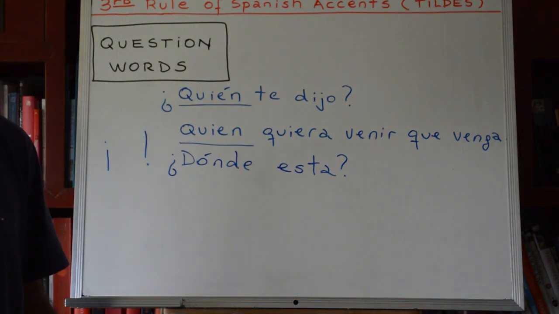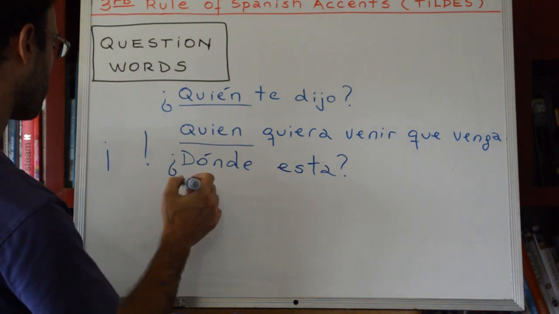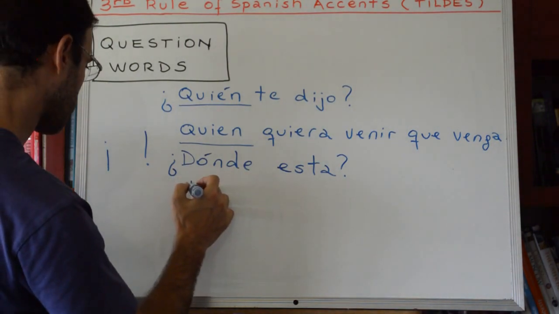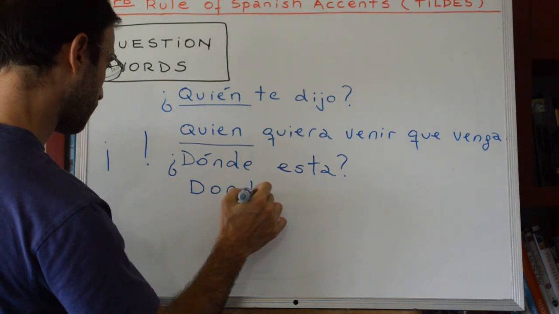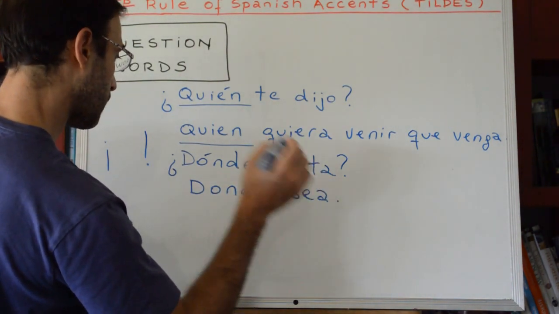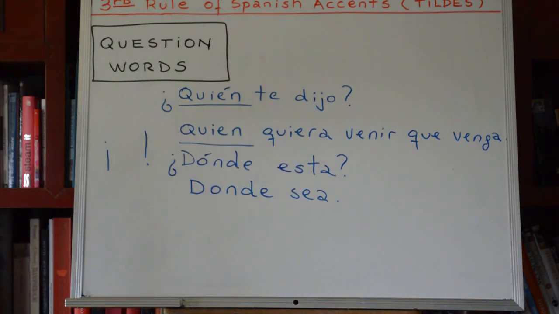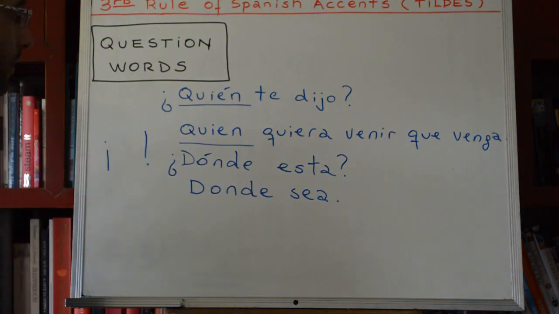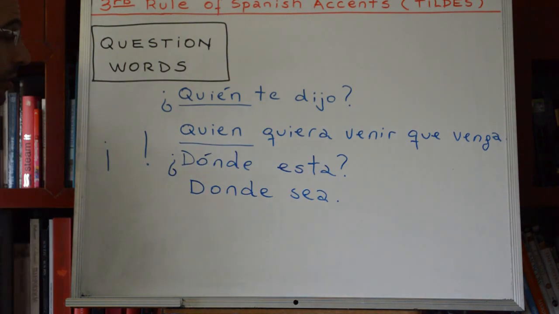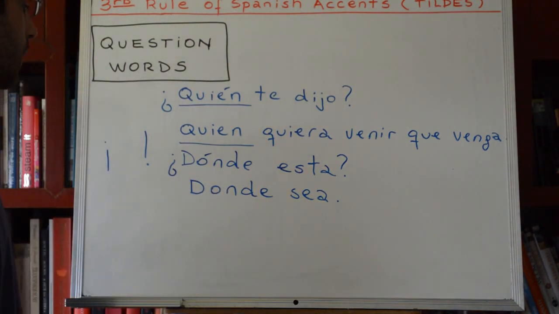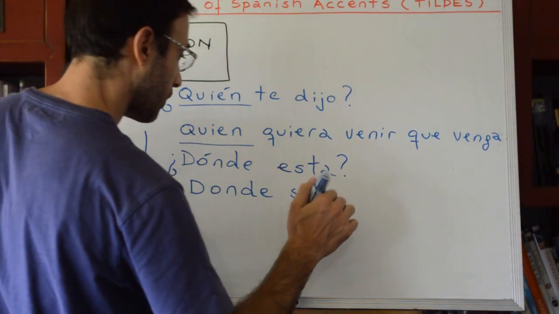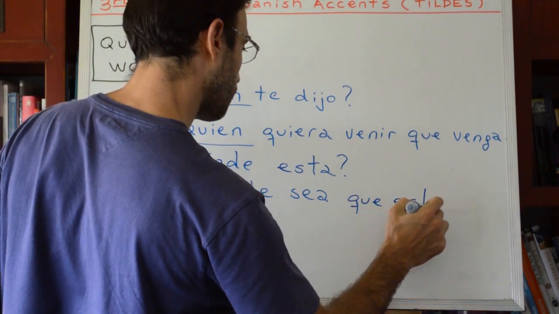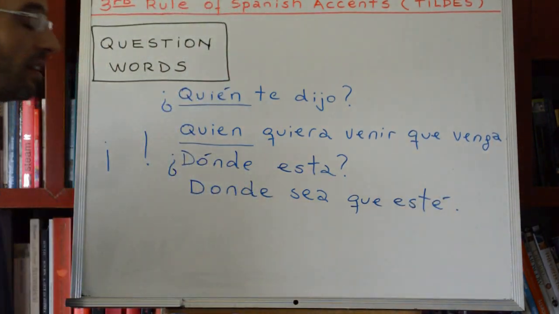Now, let's use the same word, but this time not in a question. And let's see. Donde sea, for example, okay? Donde sea. This means wherever, or whatever, okay? So, wherever is donde sea. This is not a question, so there is not a tilde here. Wherever it is. Wherever it may be. Donde sea que esté, wherever it may be.